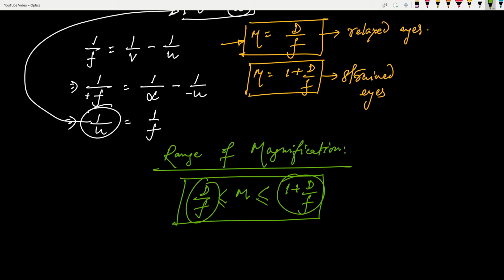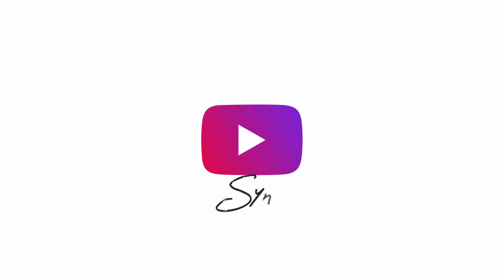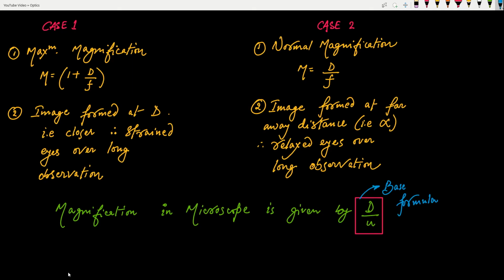Now let's move on to our next concept. Before jumping into our new concept, we'll just look into this bird's eye view of the concept that we have learned recently. These cases that we have learned, case 1 and case 2, that is for maximum magnification and normal magnification, this becomes absolutely clear because we'll be using these case 1 and case 2 while studying the compound microscope. So these things need to be absolutely clear in order to make the next concept very easy.